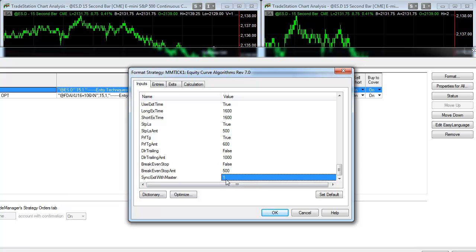So you can set that to 0 if you don't want to sync up with the master strategy, or if you just change the stop loss to compensate for the point differential of the entry, say 475, then the stop losses would be the same. So there's a lot of different settings you could set this up. Strategy up with the money management algorithm.